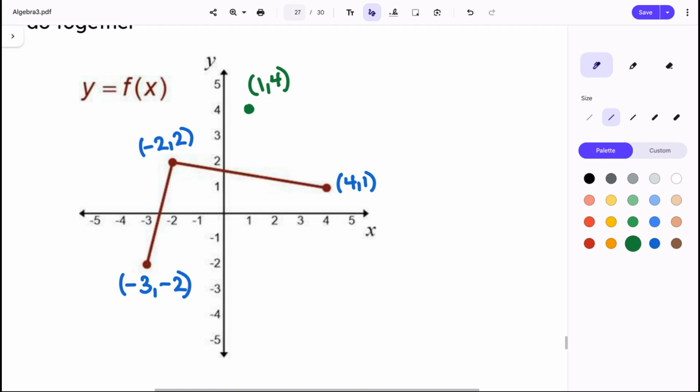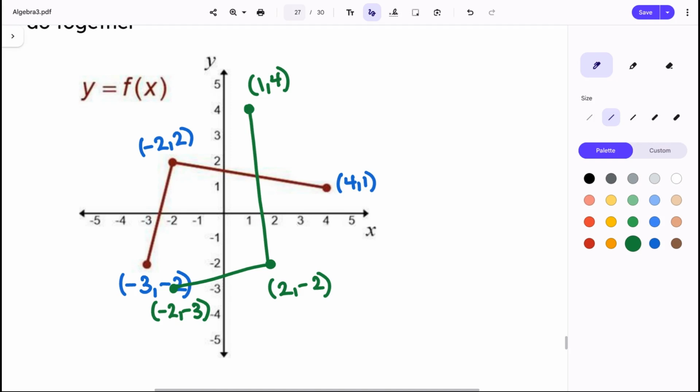So if I go to -2, 2, what would my new coordinate say? 2, -2. And then what would that last one do? -2, -3. Then we just connect. And there's your new graph. Not too bad. You just have to find easy points that you can identify. Switch those coordinates. That gives you the new points for your inverse function.